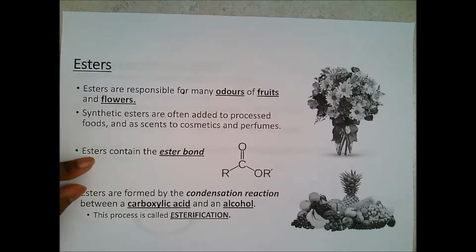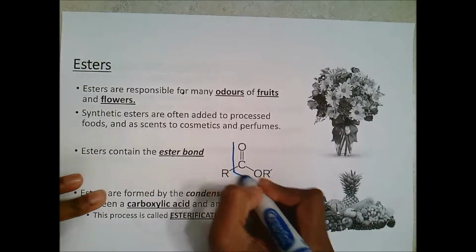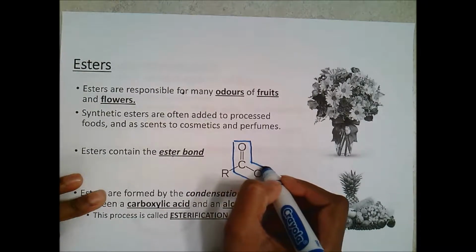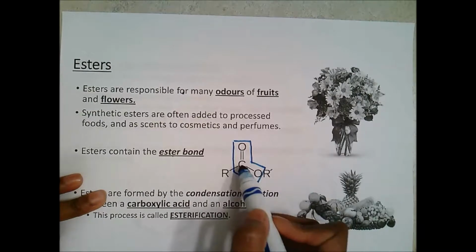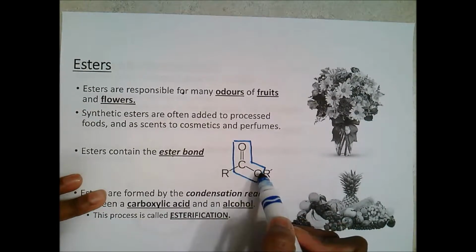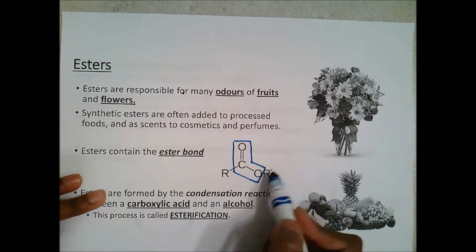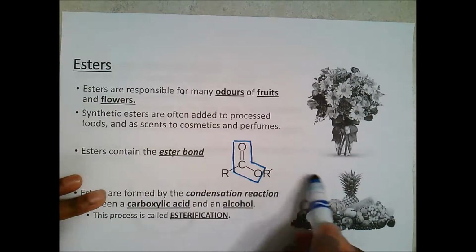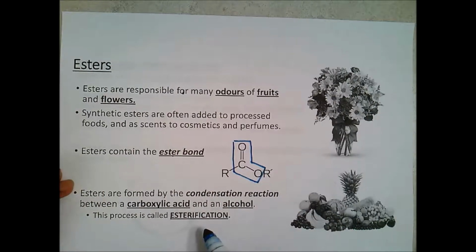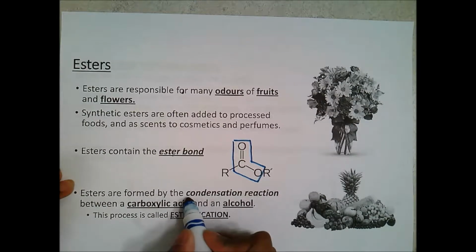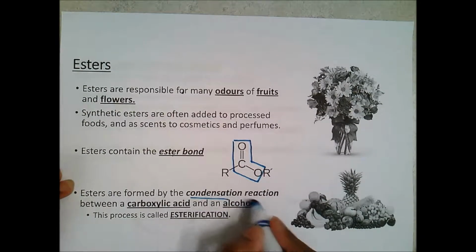Esters contain something called the ester bond. So very similar to our carboxylic acid, except it doesn't have the hydrogen. So it's carbon double bonded to the oxygen and another oxygen and the rest of our carbon molecule on either side. Esters are formed through something called a condensation reaction.